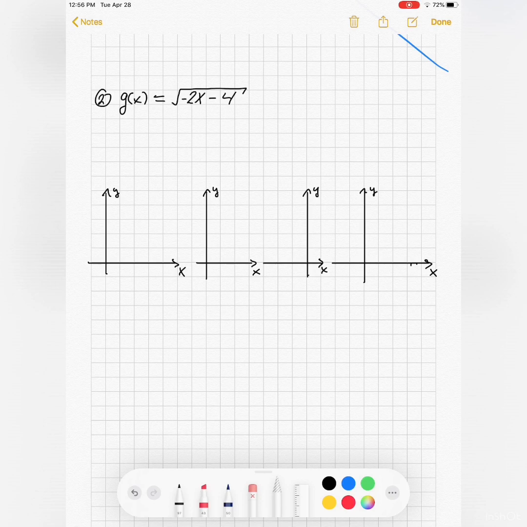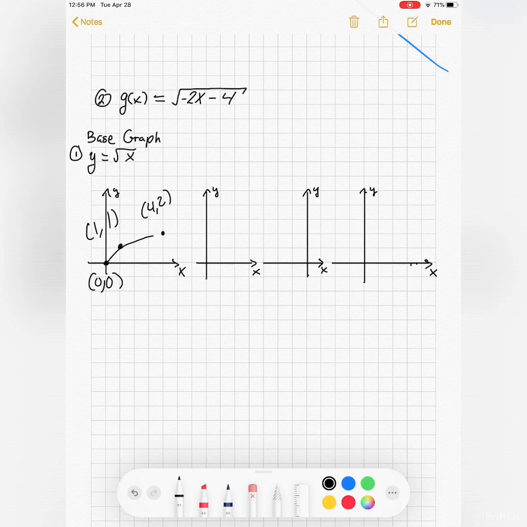Okie dokie. So the base graph is square root of x. Okay, so that's step 1. So that's a root function. (0, 0), (1, 1), (4, 2). Okie dokie. Then I look for multiplications.